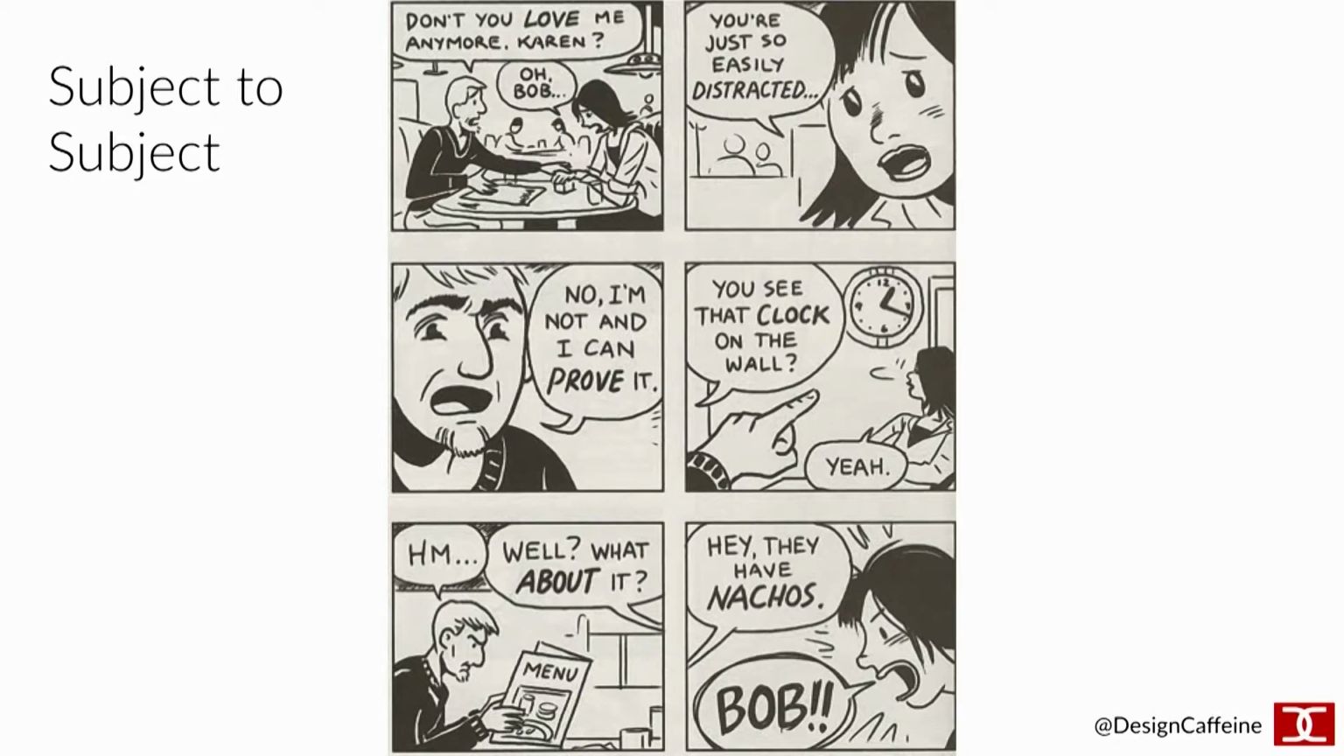Here, guy Bob says, "Don't you love me anymore, Karen?" And the lady says, "Oh, Bob, you're just so easily distracted." And he says, "No, I'm not, and I can prove it. You see that clock on the wall?" She says, "Yeah." He says, "Well, what about it? Hey, they have nachos." And she goes, "Bob!" So anyway, he's obviously a little bit distracted.